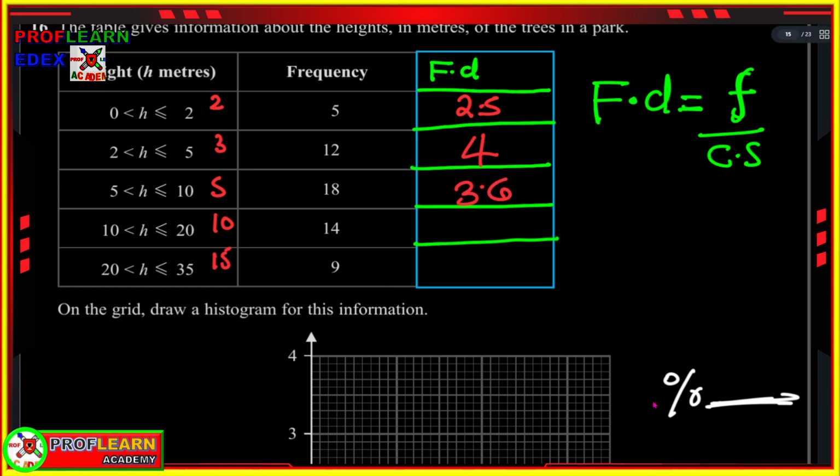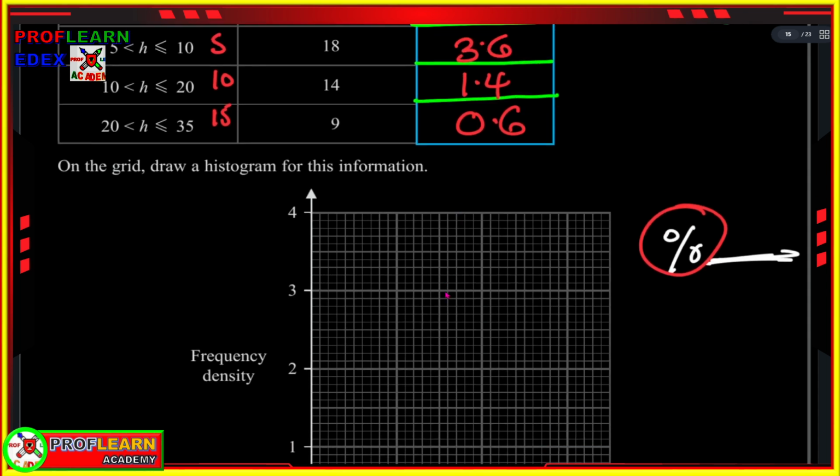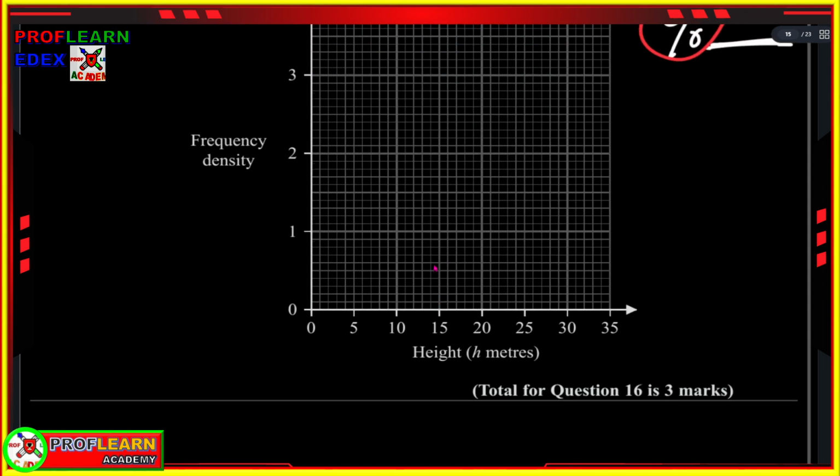I'll be checking the percentage we are in our revision. I'll be reading the comment section once I'm done with this question. This will be 1.4. And then we have 9 divided by 15, which is going to be 0.6. So we have the frequency densities, and then we are supposed now to draw the histogram.